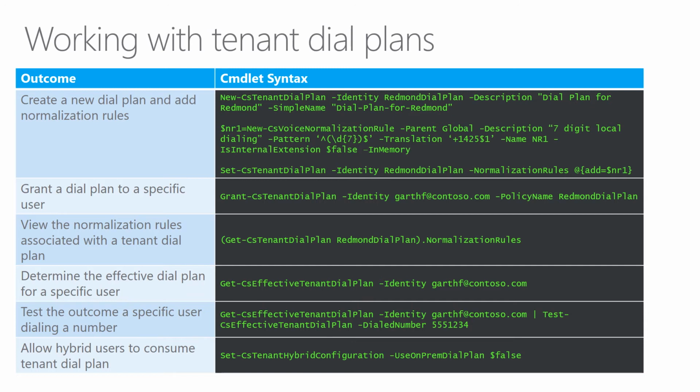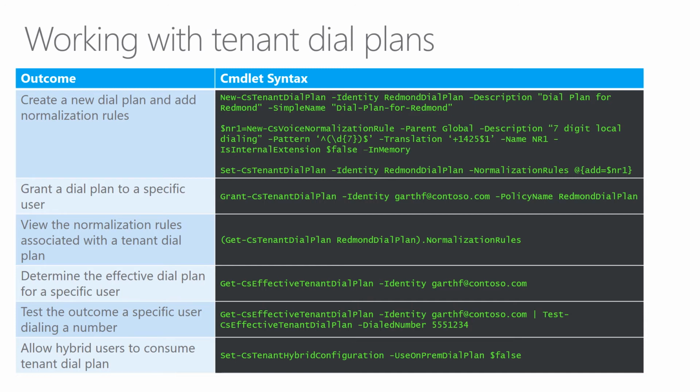The first one is where we would create a new dial plan and add normalization rules to that dial plan. The first commandlet that you would want to run is New-CsTenantDialPlan. This would create a dial plan in the system called Dial Plan for Redmond. We give it an identity and a simple name. At this point, there are no normalization rules added to that tenant dial plan.